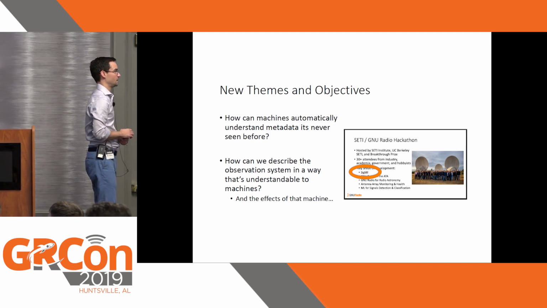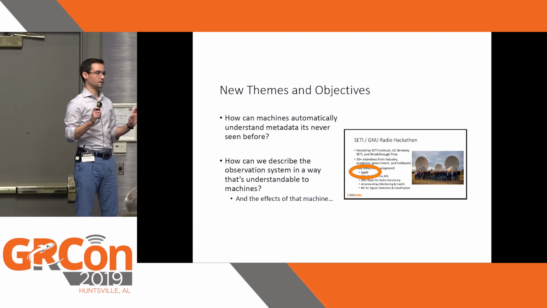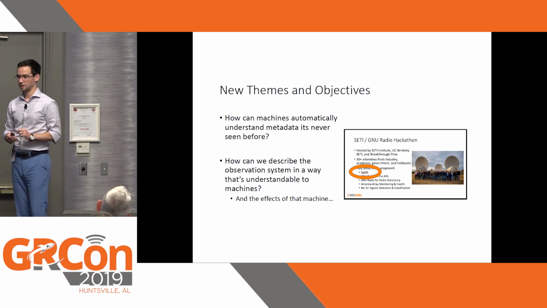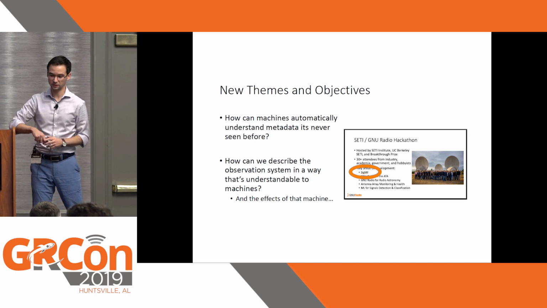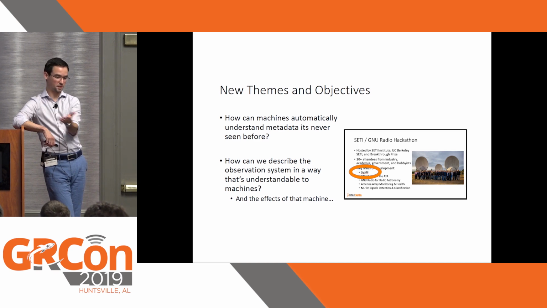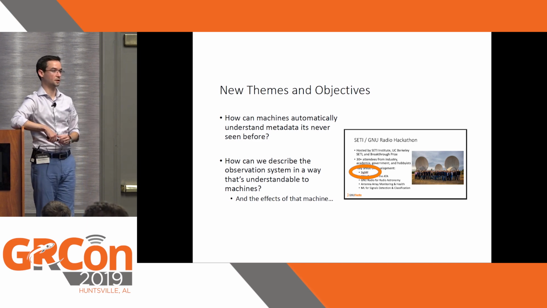The first one is, how can machines automatically understand metadata it's never seen before? Now, I want to clarify, this is different than what I said previously. This is different than, for example, the NTIA, one of their extension namespaces, describes their antenna systems, right? And they can give that, and you can get NTIA's specification for their antenna systems described in SigMF, and go off and do your own tooling around that, right? And you can understand NTIA's SigMF recordings.